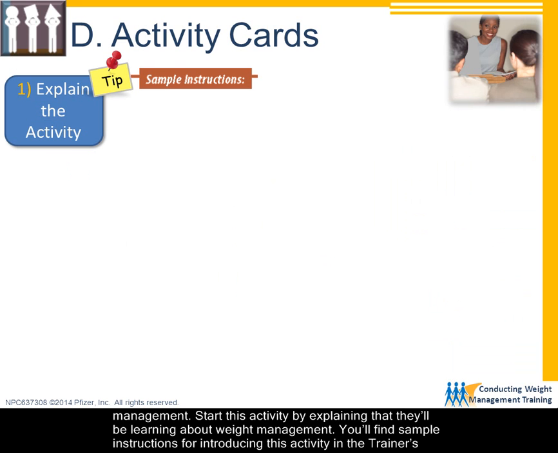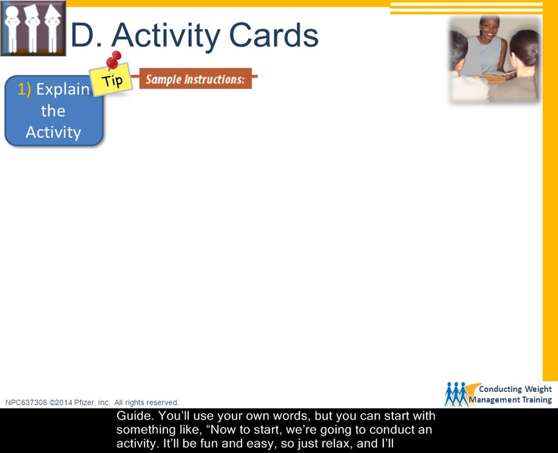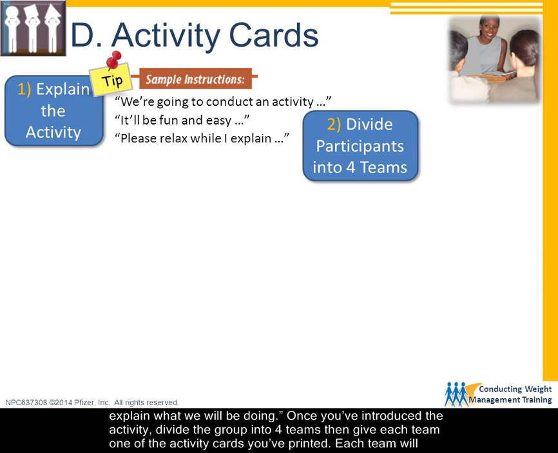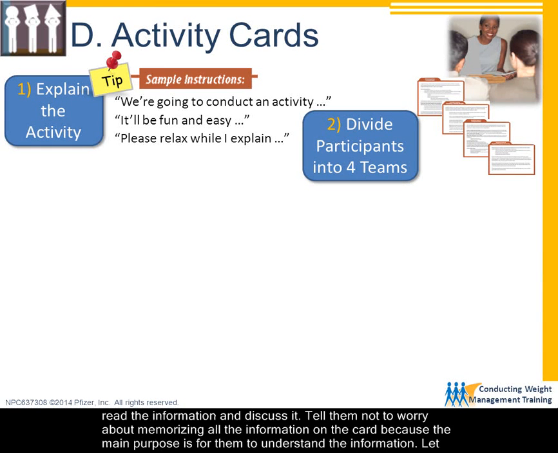You'll find sample instructions for introducing this activity in the Trainer's Guide. You'll use your own words, but you can start with something like, "Now to start, we're going to conduct an activity. It'll be fun and easy, so just relax and I'll explain what we'll be doing." Once you've introduced the activity, divide the group into 4 teams, then give each team one of the activity cards you've printed. Each team will read the information and discuss it.